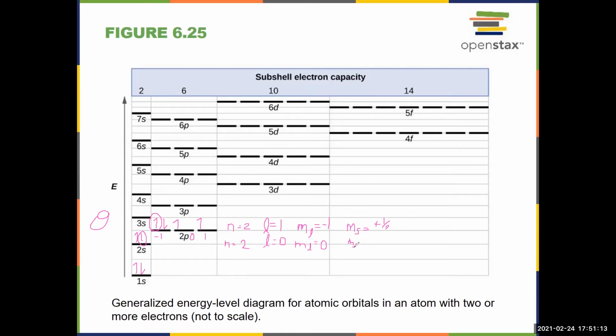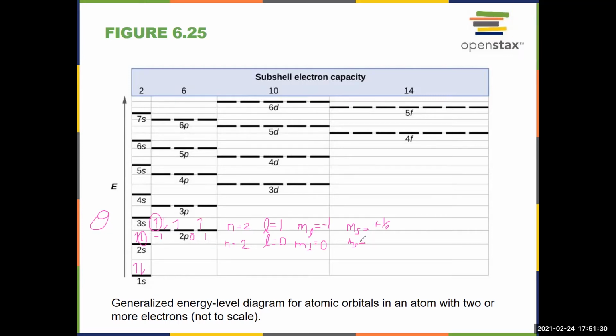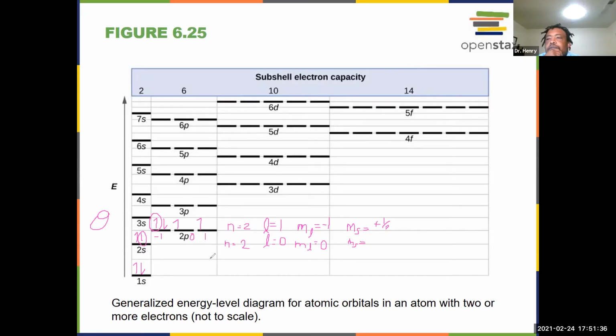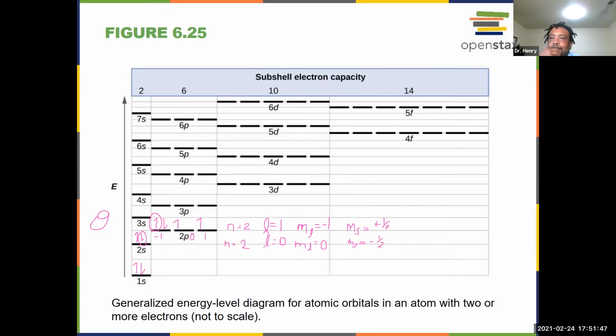negative 1, 0, 1. For the s, because our L can only be 0, right? So if we're going from minus L to L, in this case, L is only 0, right? Mm-hmm. And then what about the spin? It's negative 1/2. Okay, piece of cake? Mm-hmm. Good. Okay, so this is what I want you guys to do. Show me that you really understand it.